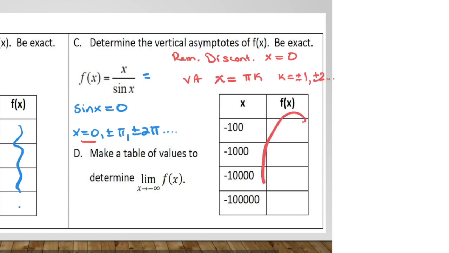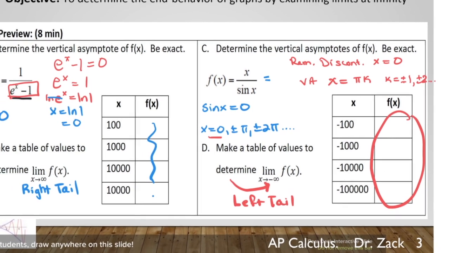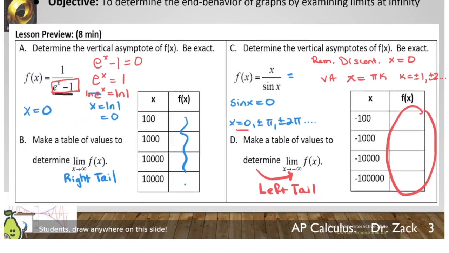Now, as you were filling in your table of values, when you write x is going to negative infinity, that is talking about the left tail end behavior of your graph. And hopefully you had no trouble using your calculator.